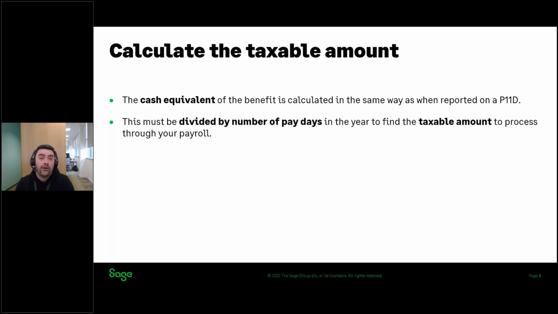And when you payroll, what you'll need to do is split that into the appropriate amount for each payday. So once you have the cash equivalent, you would divide that by the number of paydays in the year, and that will then give you the taxable amount that you need to process through your payroll.